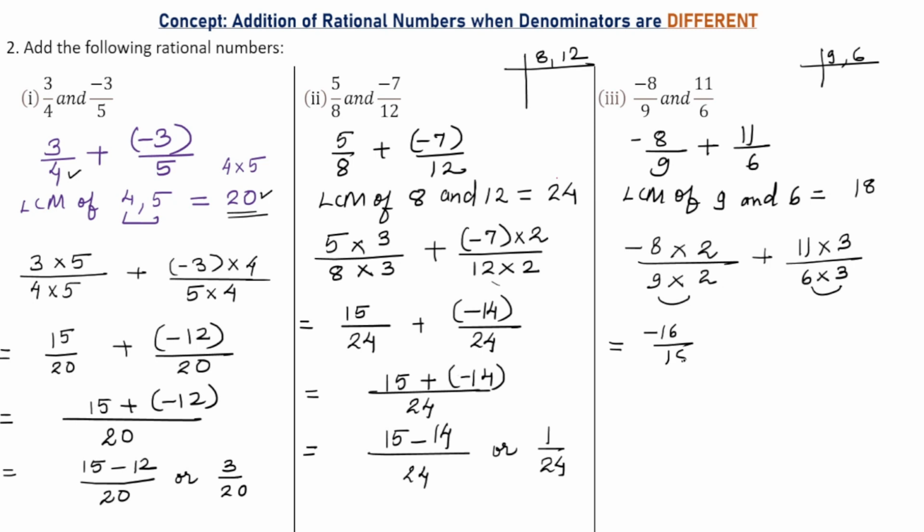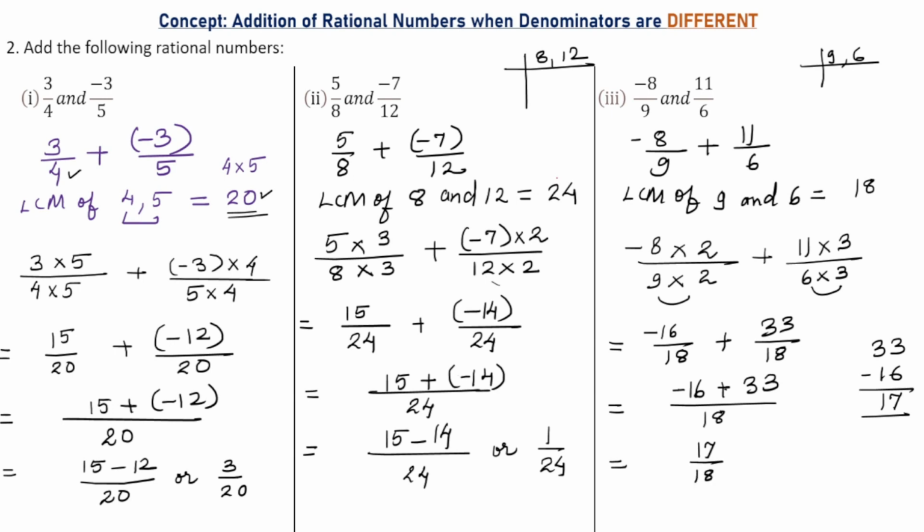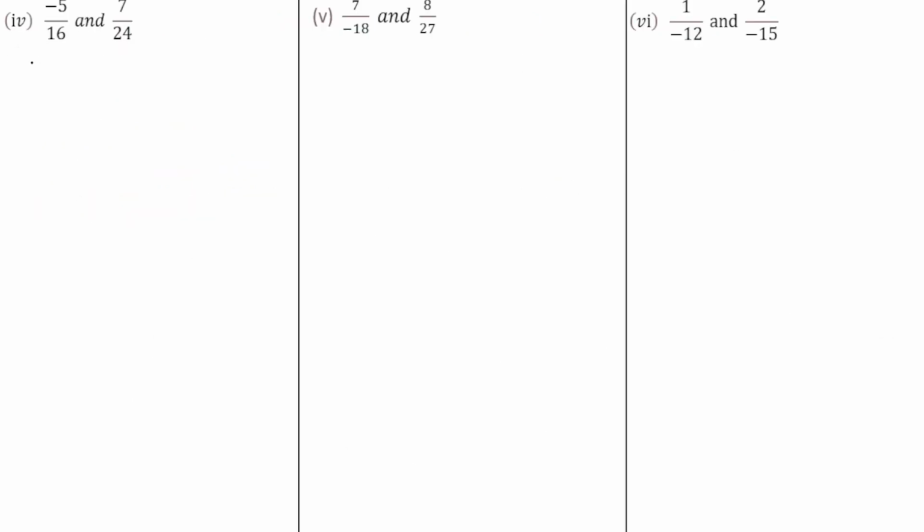Minus 16 by 18 plus 33 by 18. Now 18 becomes your denominator and numerators are simply added. Now minus plus is minus. It means you have to take away 16 from 33. So on subtracting, you are going to get here 17. So 17 by 18. And what sign are you going to give here? The sign of the greater number, which is positive. So our answer will be a positive rational number. It means it will be 17 by 18. Coming to the next question.